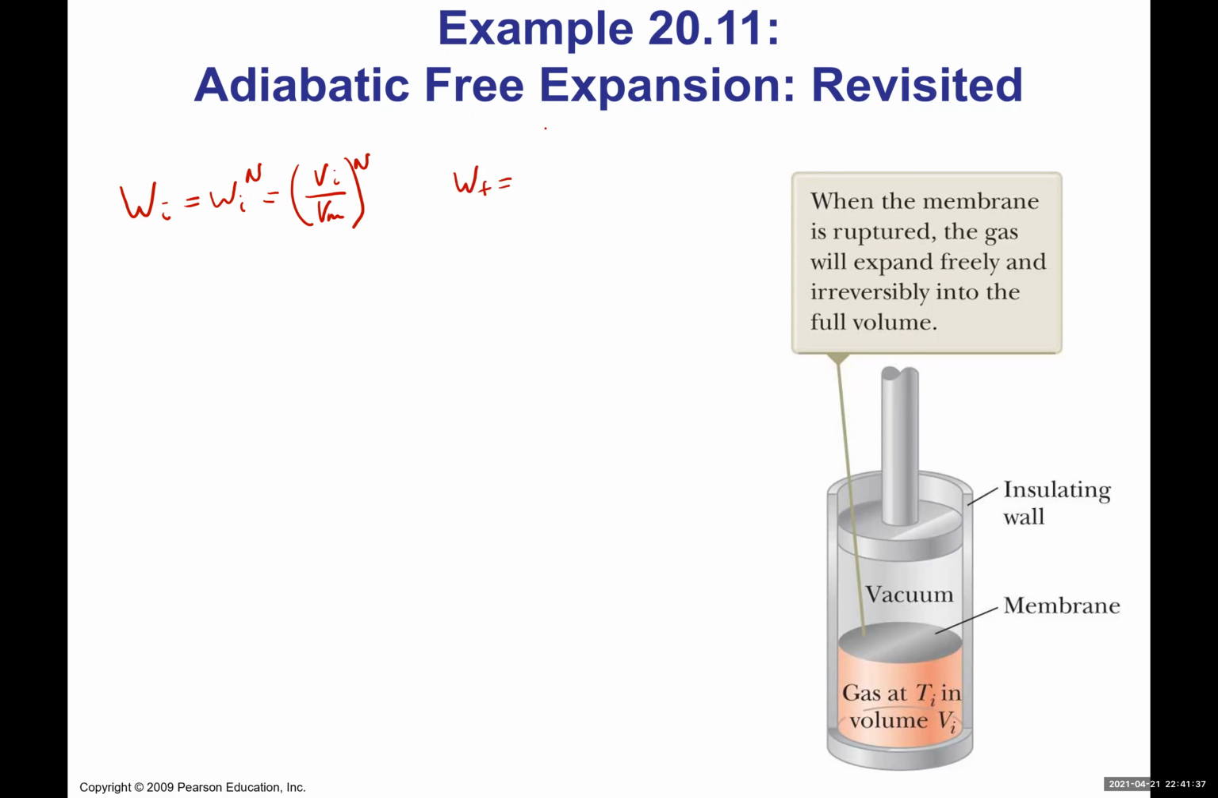Then W final is equal to, again, remember, these W's are not work done, right? Those are basically the statistical probability representation of the macroscopic state. So in a similar way we can do it in terms of V final over V_m, but now we know that V final is 4 times V_i over V_m, and these are to the power of N. Okay. Then change in entropy is equal to k_B ln of W final over W initial, which is equal to k_B ln.